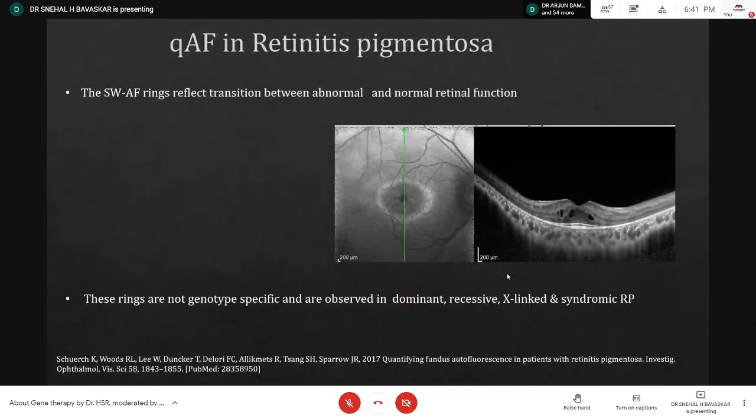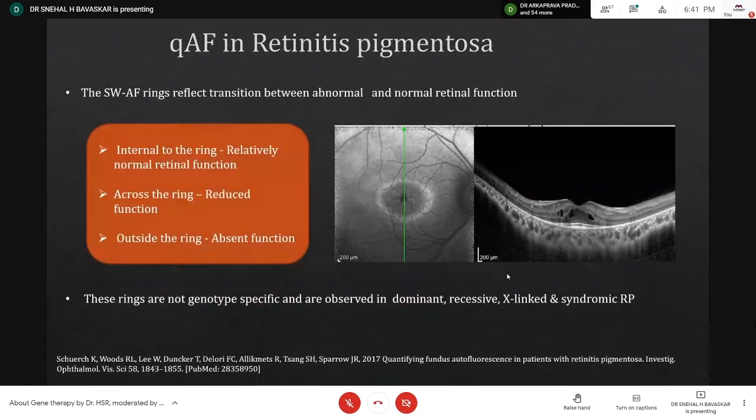So they reflect a transition between the abnormal and normal retinal function. If you carefully observe this fundus shortwave autofluorescence image and the SD-OCT, internal to the ring there is relatively normal retinal function. The outer retinal layers here are well organized. We can see the ellipsoid layer and the external limiting membrane.